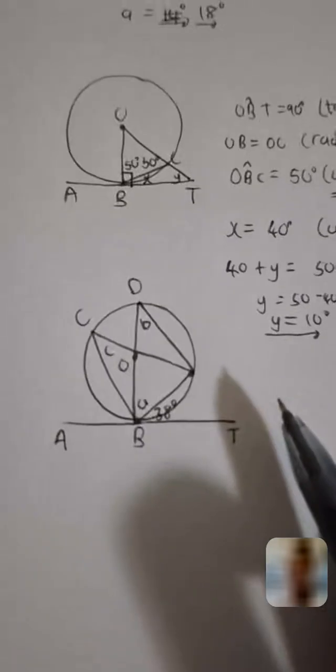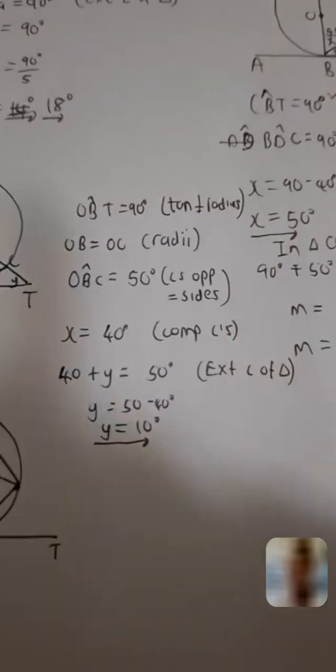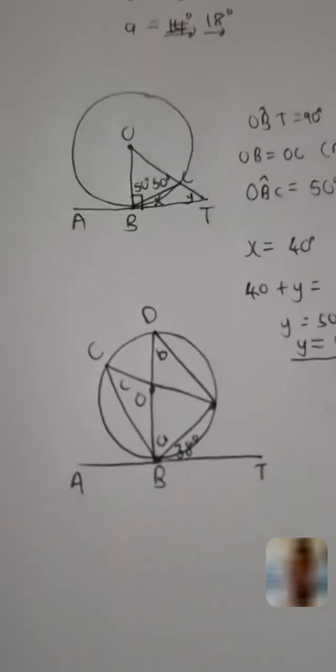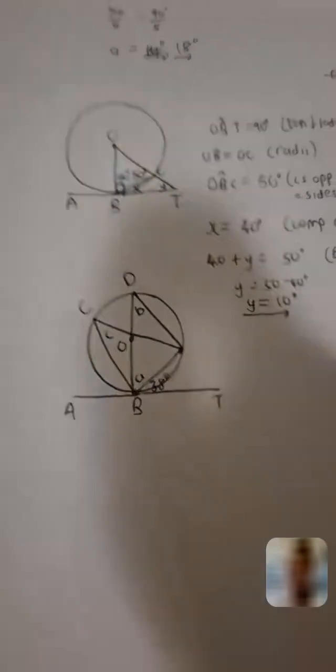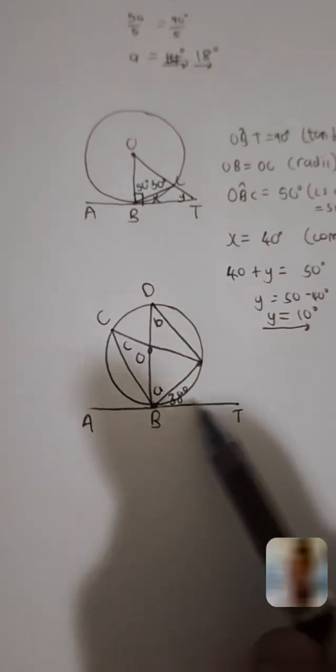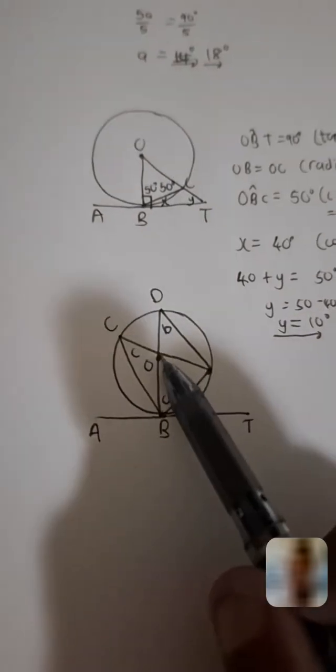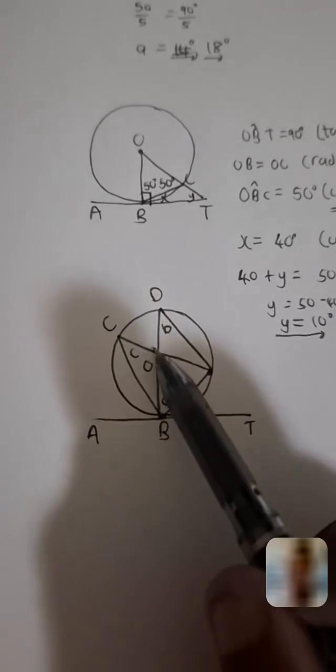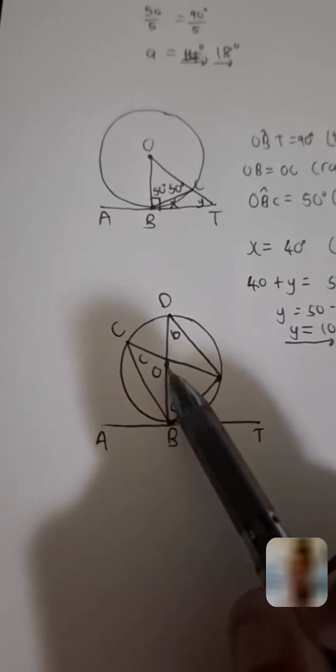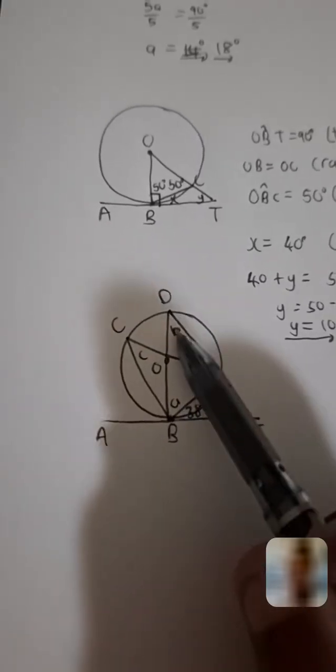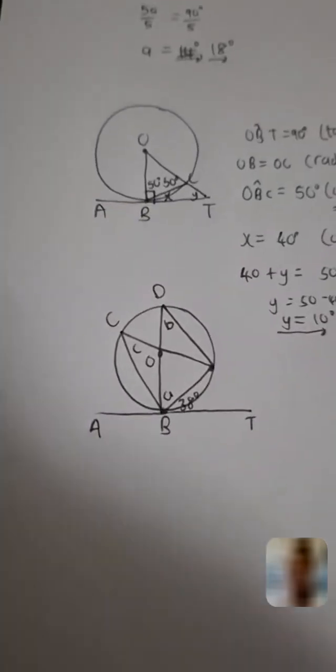Here's another one. Okay, let's see. So you are given the tangent ABT. This is the center, center O, obviously. Then we need A, B, and C.